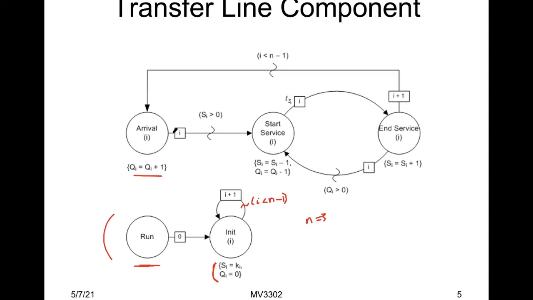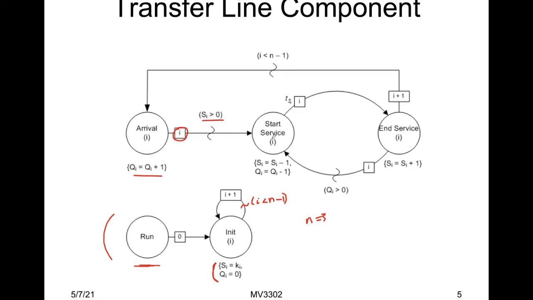Then what does it schedule? It has one scheduling edge. The condition is S_I bigger than 0. In other words, is there an available server at station I? If there is, it will schedule a start service passing the value I. So an arrival at station I may schedule a start service at station I, but not any other station.